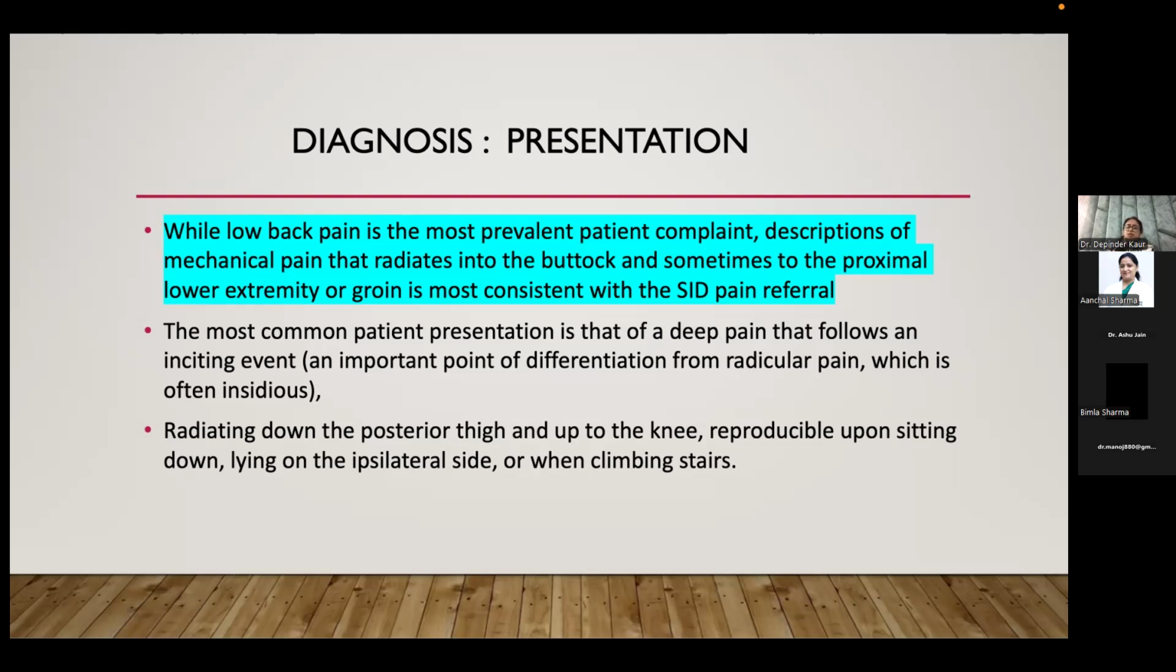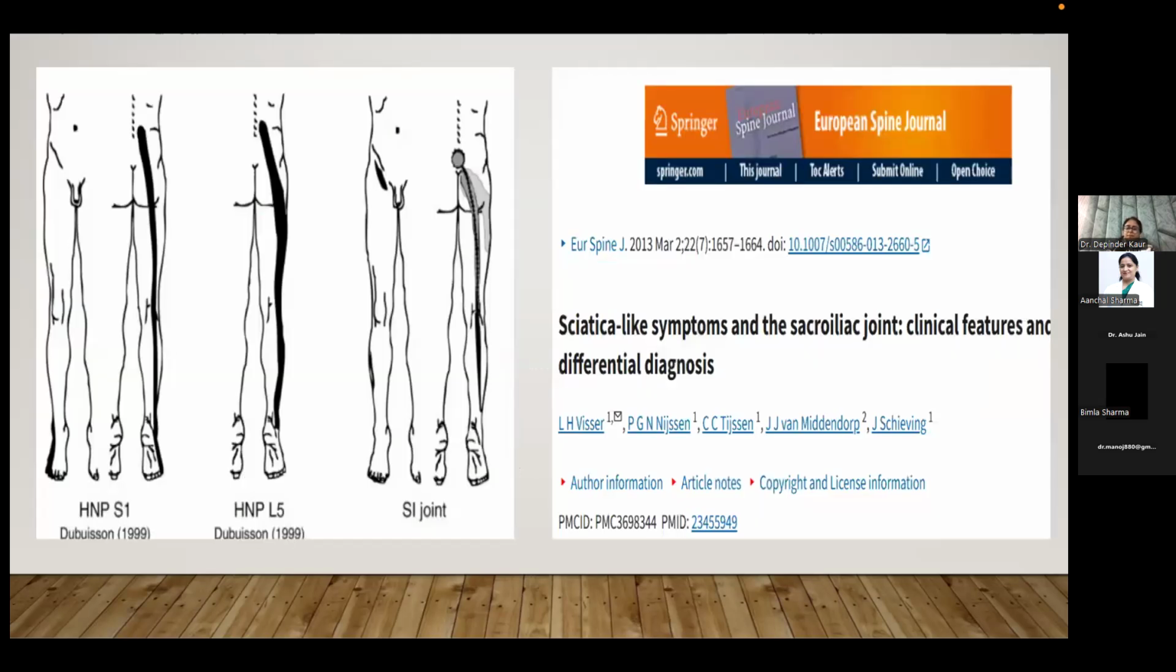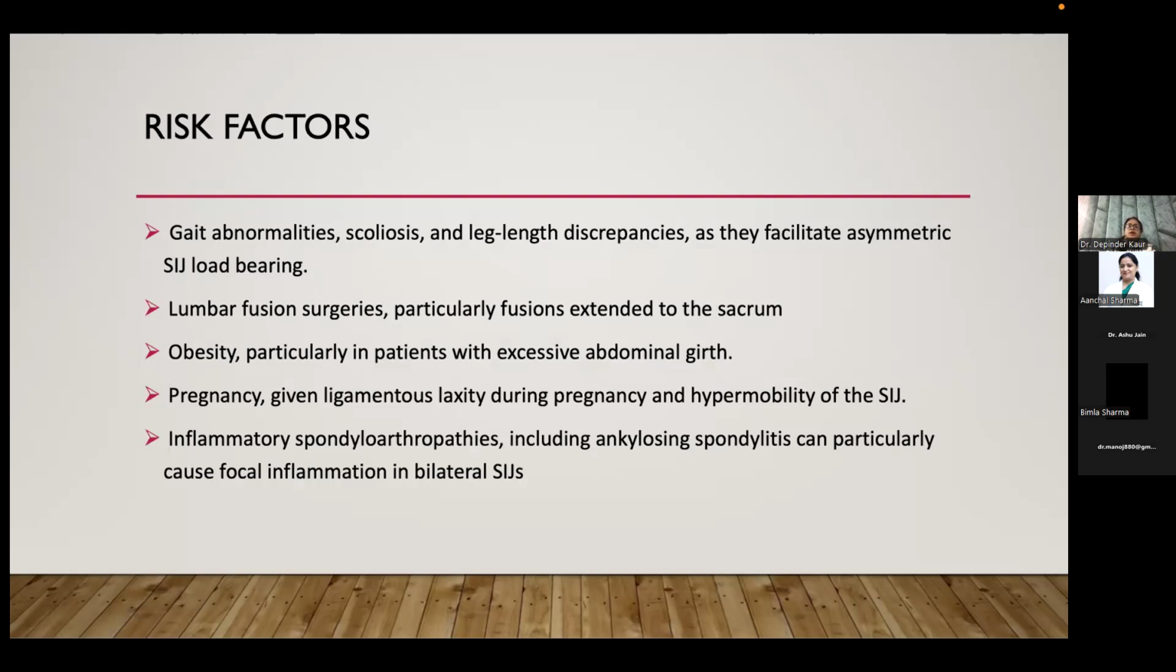The transition of movement is very important: from sitting to standing or changing posture, climbing the stairs, lying on the ipsilateral side. These are certain provocative positions which help us to raise the clinical suspicion of SI joint pain. Sciatica-like symptoms are very commonly seen in SI joint disease, but we should have a clinical suspicion of certain risk factors.